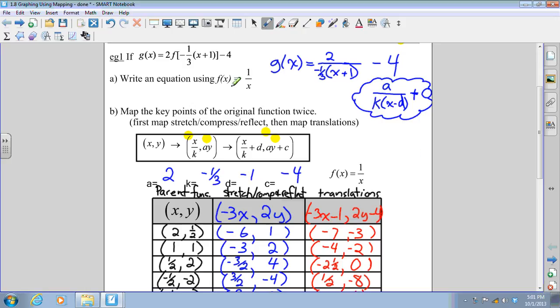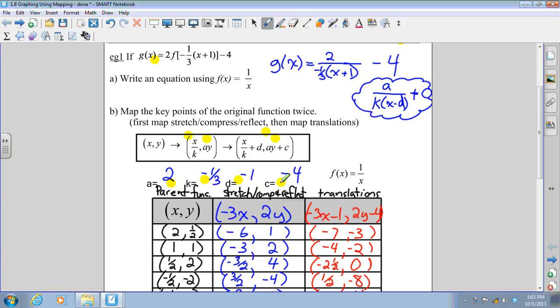Okay? So taking a look at this diagram here, ladies and gentlemen, we're going to use this example here, example 1. We're given g of x equals 2 times any function, the negative 1/3, that's our k, times x plus 1, closing bracket, negative 4. From that, we should be able to deduce that A equals 2, K equals negative 1/3, D equals negative 1, and C equals negative 4.